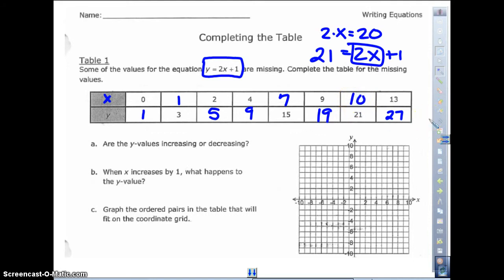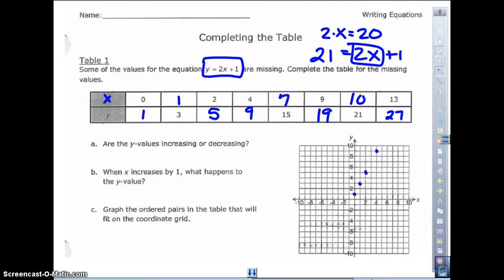All right? Now let's graph all of that. I want you to graph all of these. 0, 1. 1, 3. Do the best job you can. They're not all going to fit. 2, 5. 4, 9. I think that's all that's going to fit. Yep, that's all we can graph. Looks like they pretty much fall on a straight line.